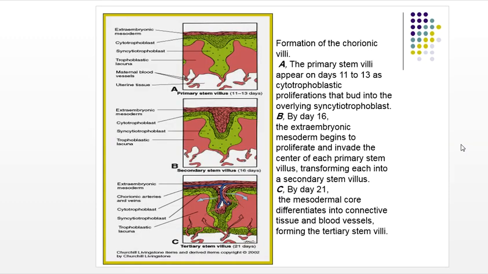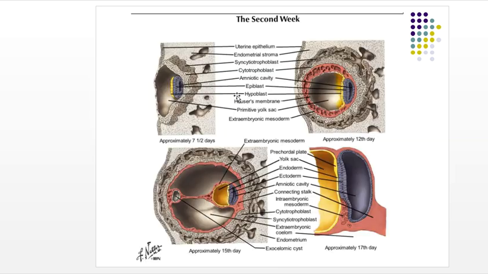At this time, at 13 days, formation of the placenta is started by formation of primary villi and secondary villi, and I will talk about the formation of the villi and the role of the villi in the formation of the placenta in the next session.